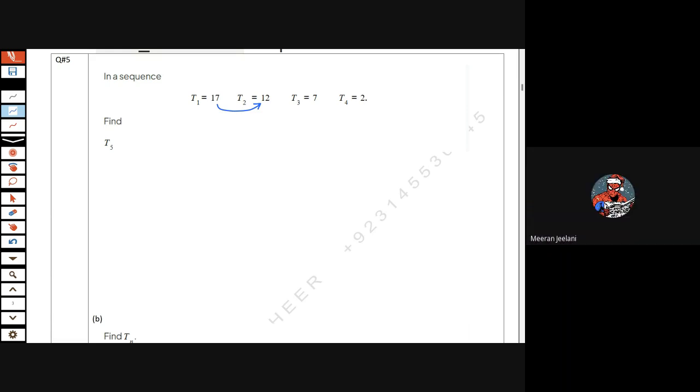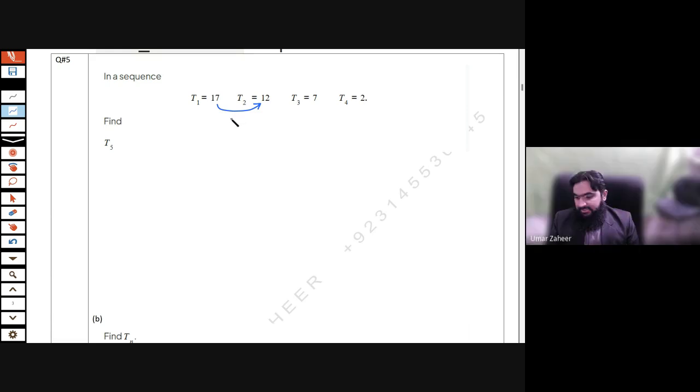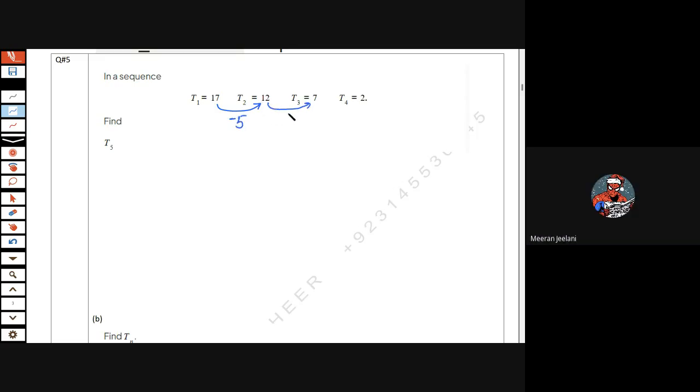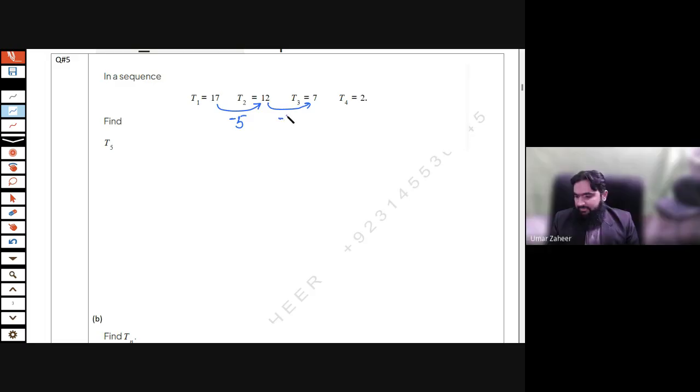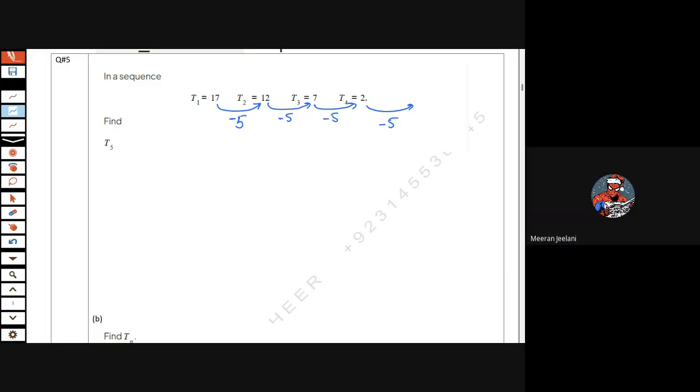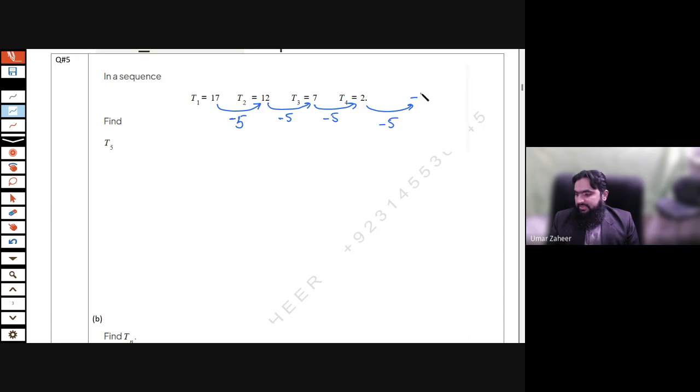Take the difference. First, 12 minus 5, then minus 5, and from here to here, minus 5, from here to here, minus 5. The next value will be negative 3. Obviously, the next term, T5, will be negative 3. Clear? We just have to find that.